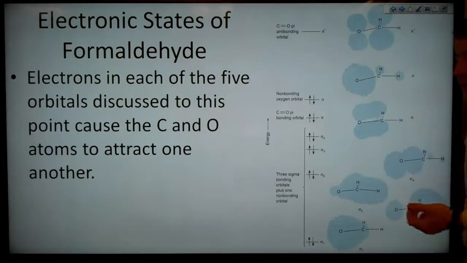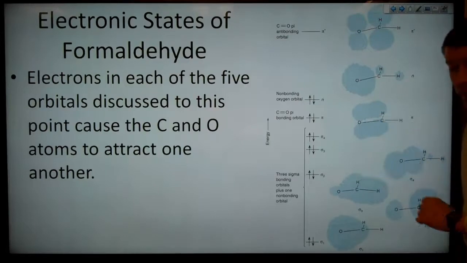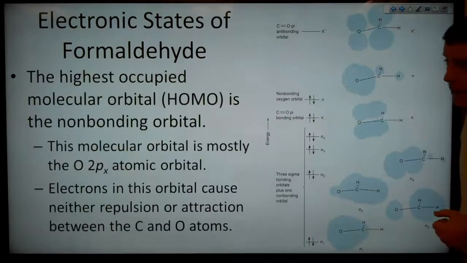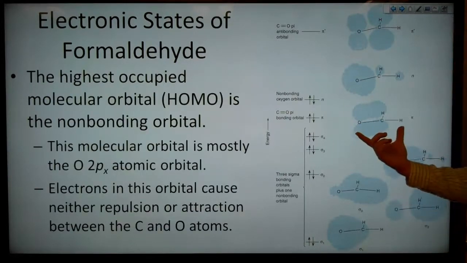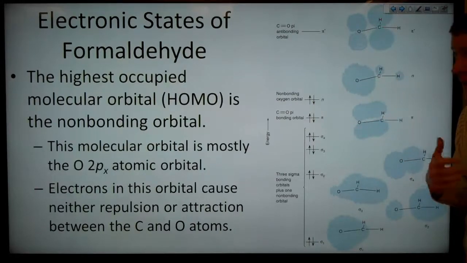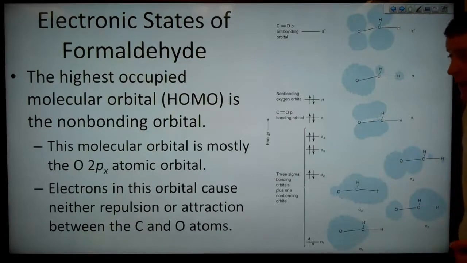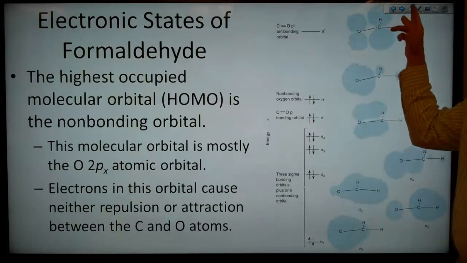We've got electrons in each of the five orbitals discussed to this point, so sigma 1 through 4 and this pi orbital. Those are all causing the carbon and oxygen atoms to attract one another. Then the highest occupied molecular orbital, the HOMO, is the non-bonding orbital. That's this one here, which is labeled N for non-bonding. This molecular orbital is mostly that O 2p sub x atomic orbital, and that's not a bonding orbital. So electrons in that orbital cause neither a repulsion nor attraction between the carbon and oxygen atoms.